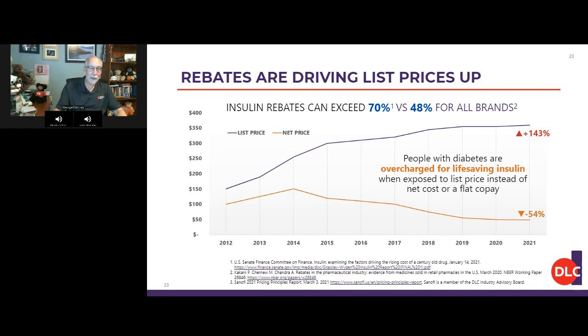And that difference, that widening gap that you see, represents rebates. Insulin rebates are over 70% now. And the average rebate as a whole is 48% on all branded drugs. So any drug out there that's a branded drug, not a generic, has a rebate on it. And again, on average, it's 48%, which means the plan is paying half of what the patient's paying, or the patient is paying double what the plan is paying for it, typically during the deductible period. So we're going to talk about that.